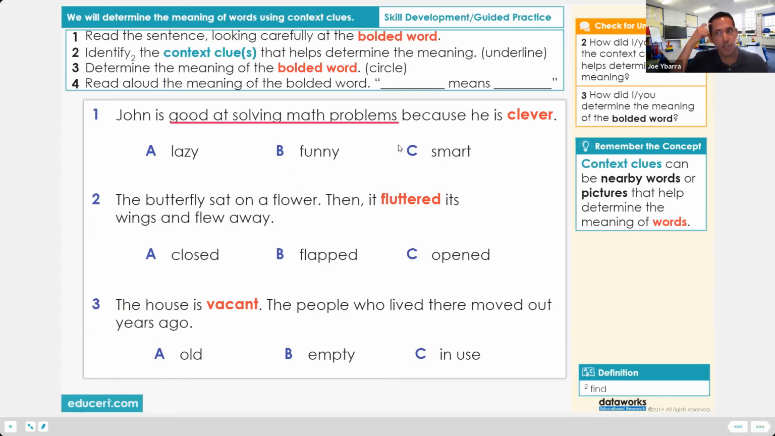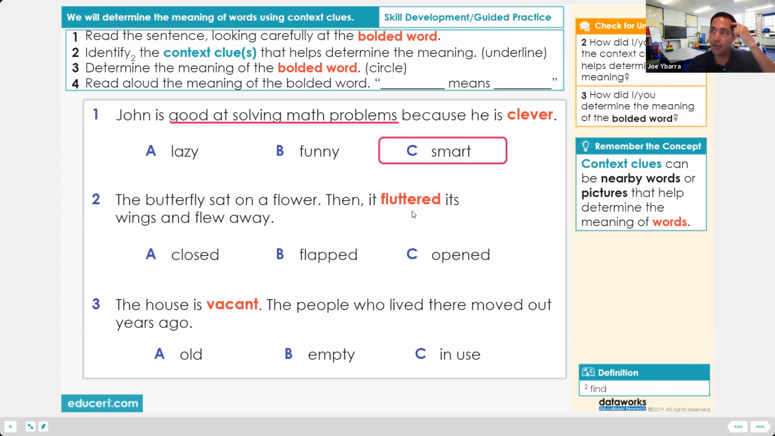Wait a second, teacher, think aloud. If you're good at solving math problems, math can be hard. To do it, you have to be smart. Clever must mean smart, okay? So the context clues I used are good at solving math problems, and I know if you're good at solving math problems, you must be smart, so clever must mean smart, okay?